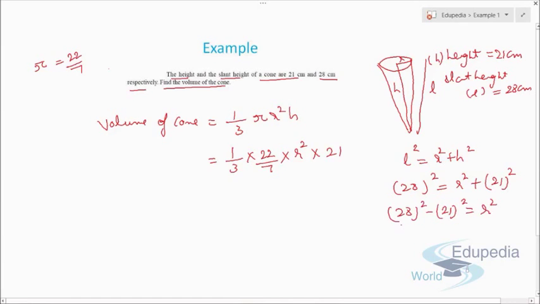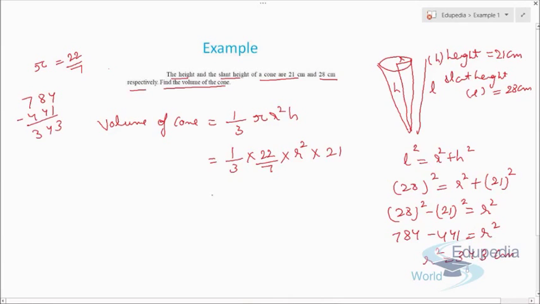So 28 square we need to find. What is 28 square? If you do, it will come out to be 784, take away 21 square. So 21 square is 441, which is equal to r square. Now we need to subtract 784 and 441. So this will come out to be 343. So this means we have r square as 343 centimeter, right?